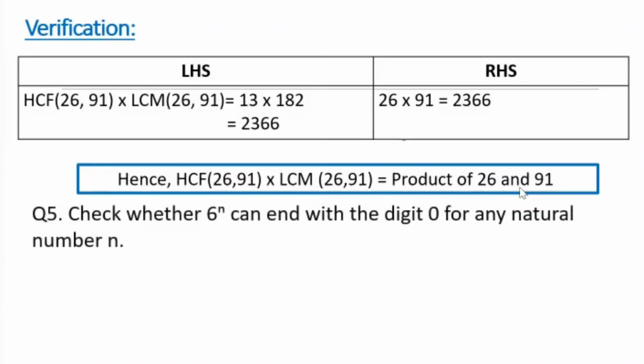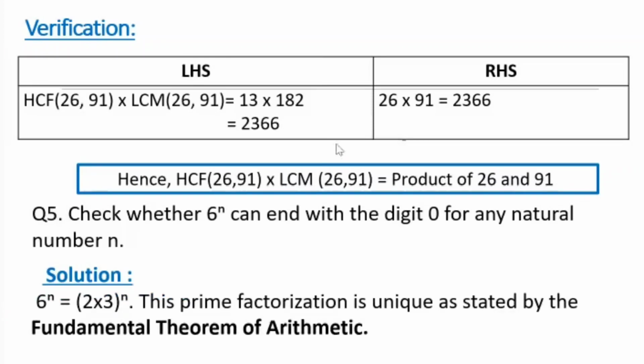Now again, this is one very important application of the fundamental theorem of arithmetic. Check whether 6 raised to the power of n can end with the digit 0 for any natural number n. You have a solved example also given to you in your books to prove that 4 raised to the power of n can end with the 0. Just to check that, I'll write the prime factorization of 6 raised to the power of n first. 6 raised to the power of n is equal to (2 into 3) raised to the power of n.